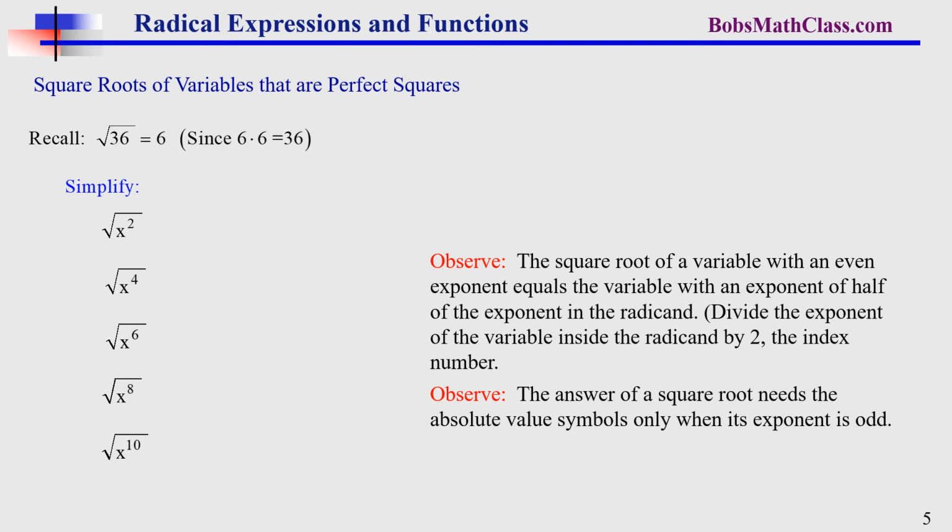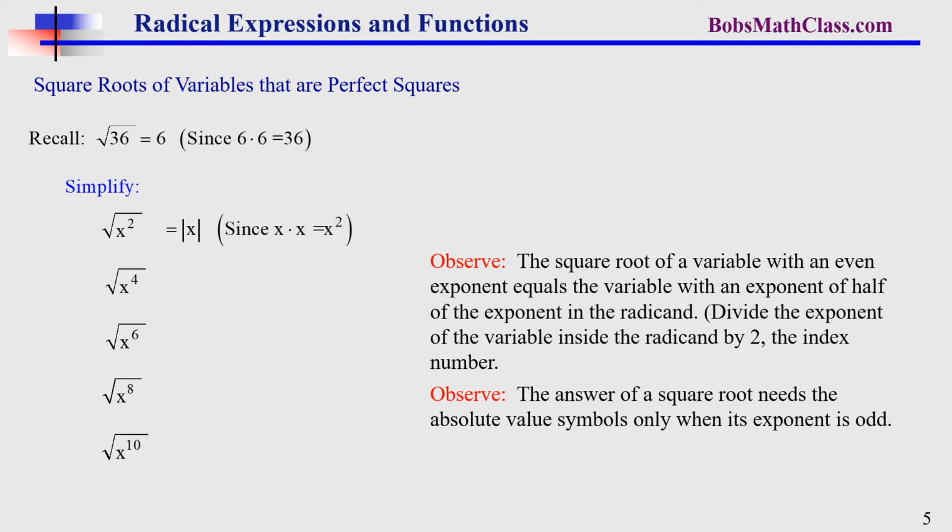Okay, we're going to talk about square roots of variables that are perfect squares. So here we wrote square root of 36 equals 6 because 6 times 6 equals 36. So let's look at our first example there, square root of x squared. What times itself is x squared? Right, x. X times x is x squared, so the answer should be x. You're almost right, but we have to put the absolute value around it. And that's because we don't know whether x is positive or negative.